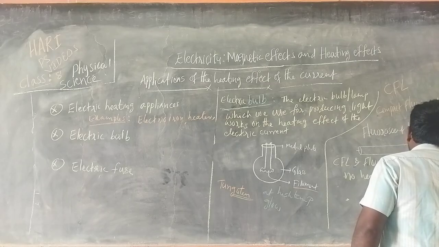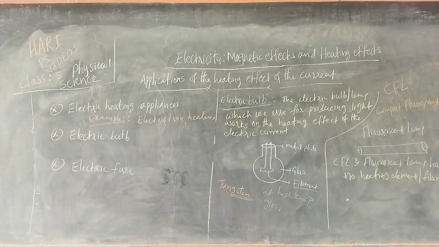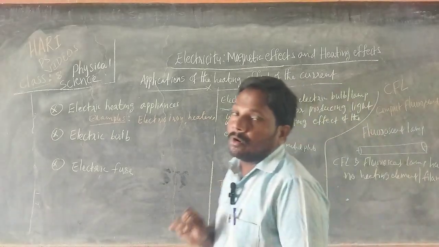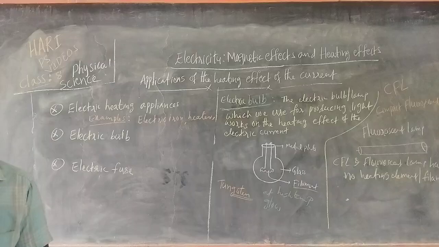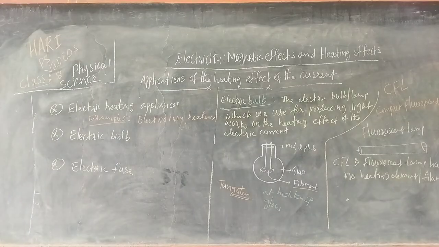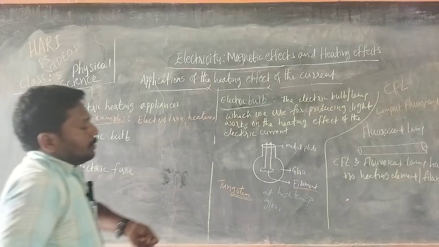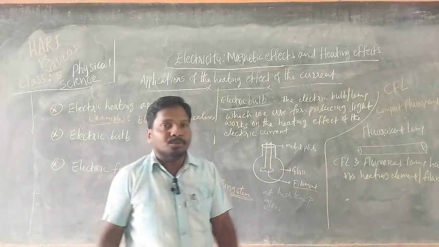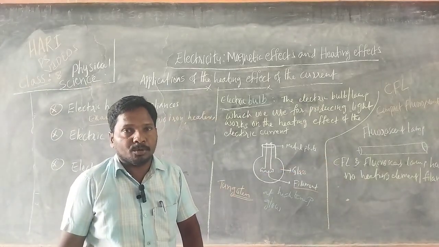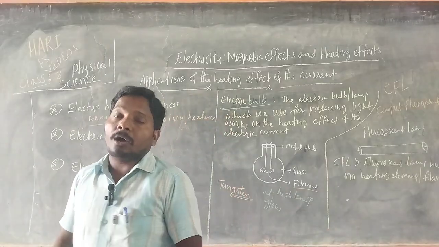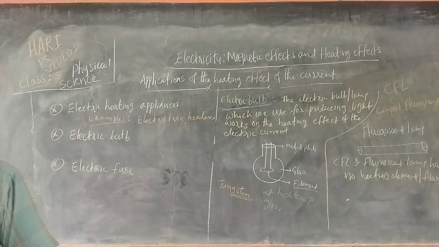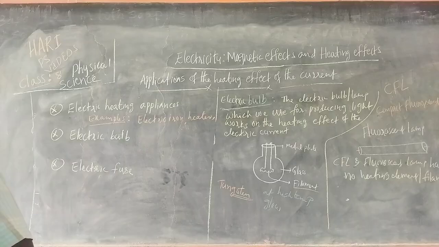Or filament. These are not having any heating elements. That's why they do not work on the heating effect of electric current. So no heat energy is produced, so no energy is wasted. But how do they give light?